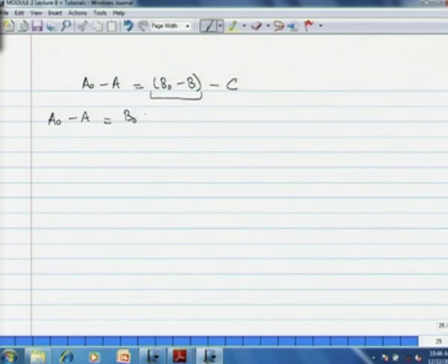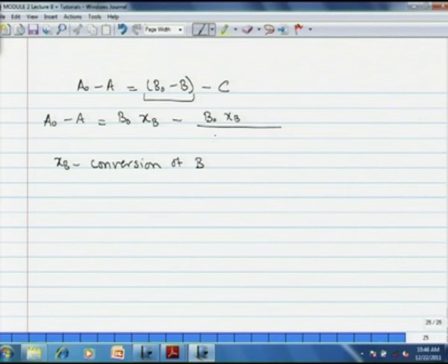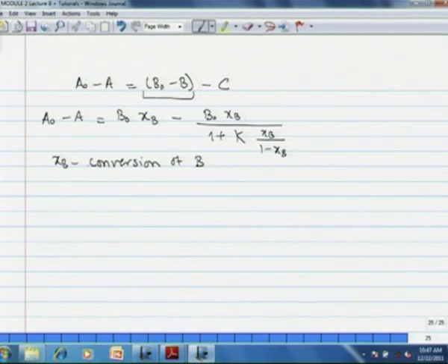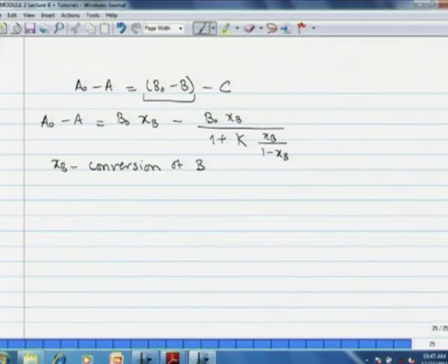So, we can write that in terms of the conversion of B, XB is the conversion of B, B naught into XB, minus for C we write the expression that we just derived, B naught into XB divided by 1 plus K into XB divided by 1 minus XB. Now, what I have done here is that I have converted the expression for C in terms of conversion for B. Now, that is rather straightforward, that I show now. XB is equal to B naught minus B divided by B naught.